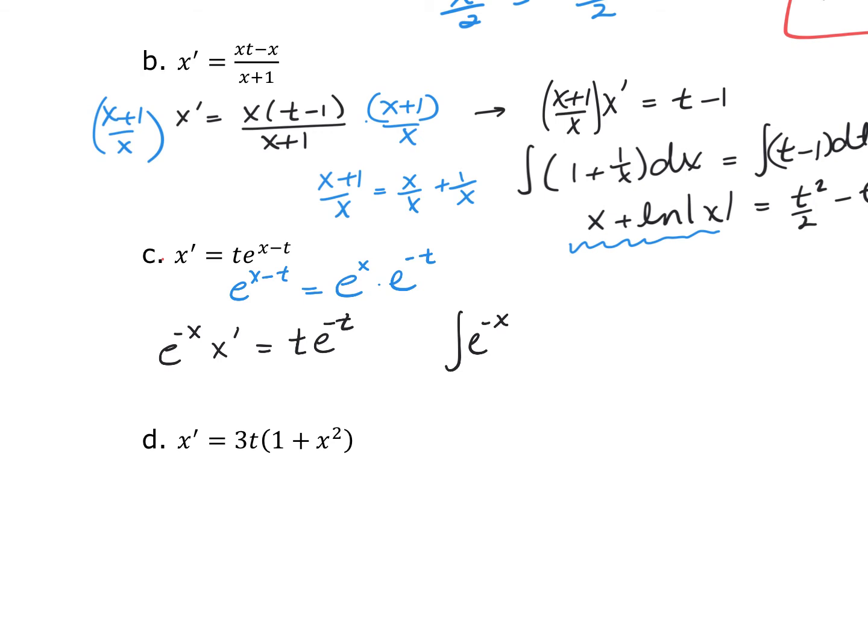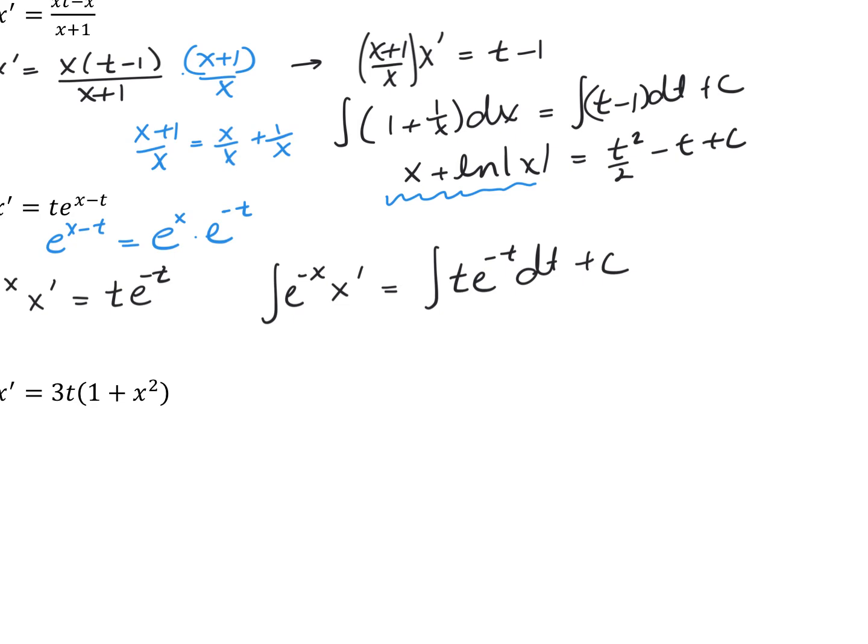So I have e to the negative x prime is equal to the integration of t e to the negative t dt plus c. Now the left side is pretty easy to integrate, but the right side I do need to do integration by parts. When I integrate the left side, I'm going to get negative e raised to the negative x. And on the right-hand side, after I integrate by parts, I'm going to get negative t e raised to the negative t plus e raised to the negative t plus c.